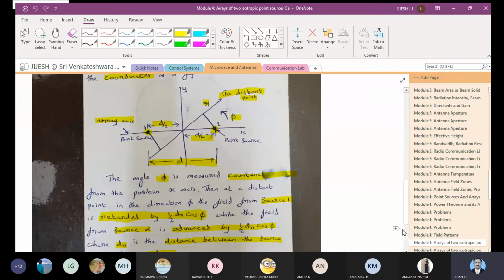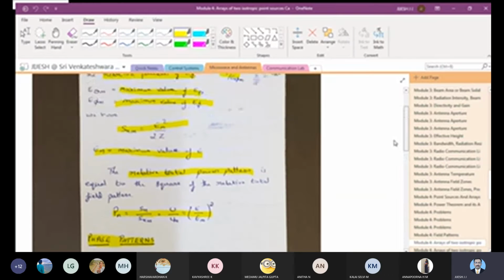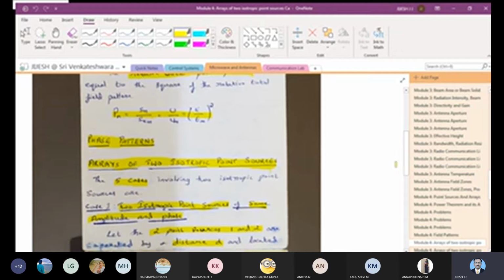And moving on further with the very important concept of array of two isotropic point sources. So we can say that the array of 2 point sources. So we are going to see 5 cases here. So two isotropic point sources of same amplitude and phase. You can also have same amplitude and opposite phase. You can also have a third case of same amplitude and quadrature phase. So general case, all these things are the different cases which we have discussed in the previous classes when we were discussing in module 4.